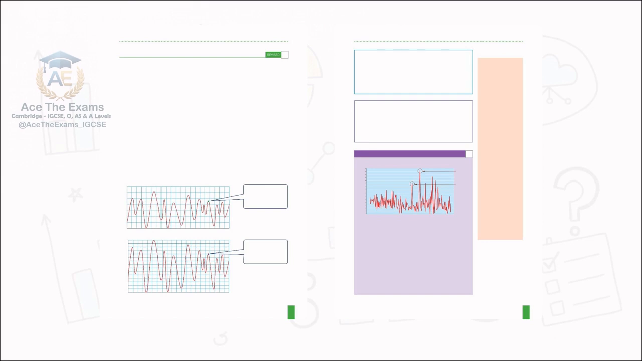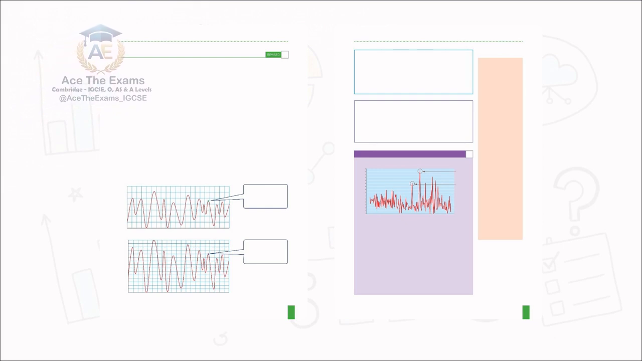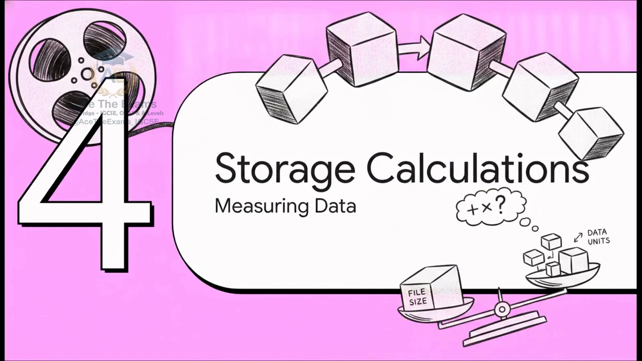Let's transform it. Increasing the sampling resolution from 8 to 16 bits provides more discrete values to represent the sound's amplitude at each sample interval. This reduces quantization errors and creates a much more accurate digital representation of the original analog sound wave. That is how you secure the grade treasure. Section 4. Storage calculations, measuring data.